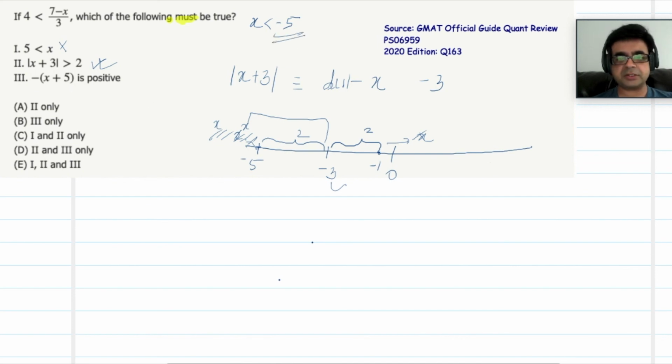Finally, the third condition is simply minus of (x plus 5) greater than 0. This translates to minus x minus 5 greater than 0, which is simply x less than minus 5 when you rearrange the quantities, and which is the same as what is given. So since it is given, it has to be true. So this is also must be true. So the answer to this question is D, 2 and 3 only.